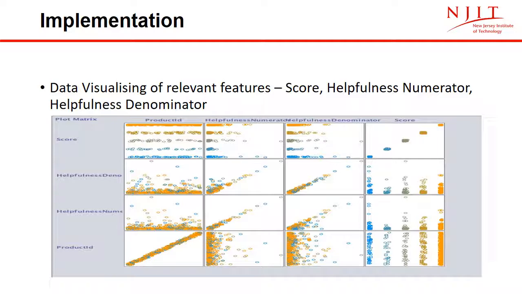So the next two slides are just data visualization of the data that we had in our data set. Basically, the score and the helpfulness numerator and denominator versus the product ID. So this was just a pre-exercise that we were trying to do to understand how the data stands against the product ID. So we plotted a matrix just to see the behavior of the data. That is what you see on this slide.